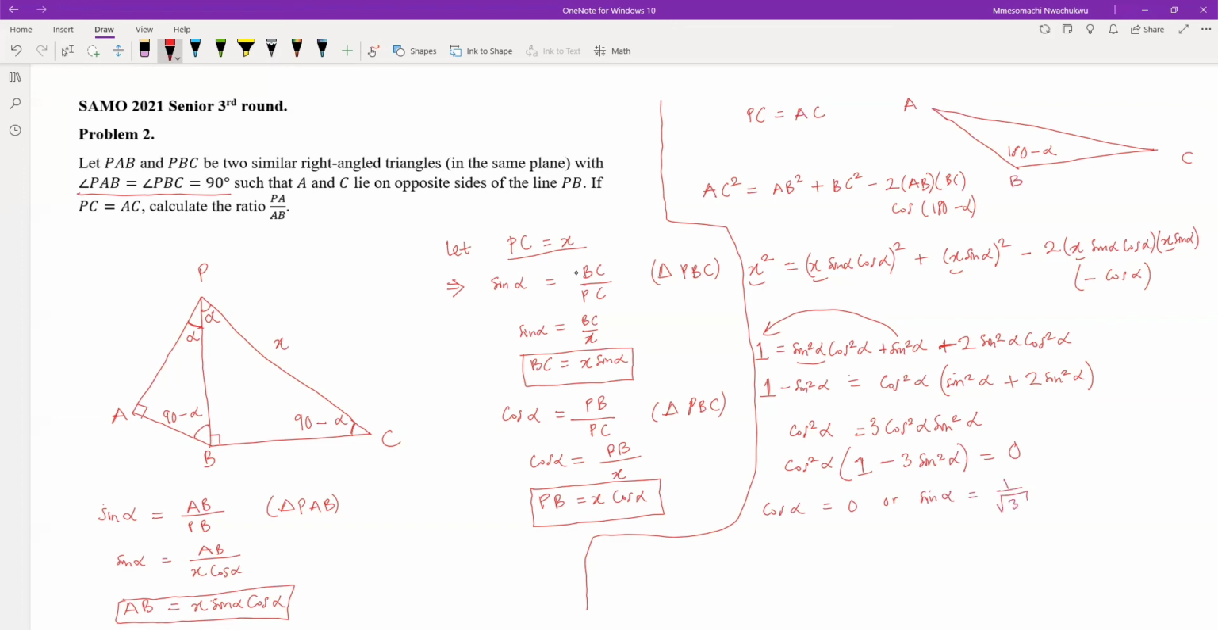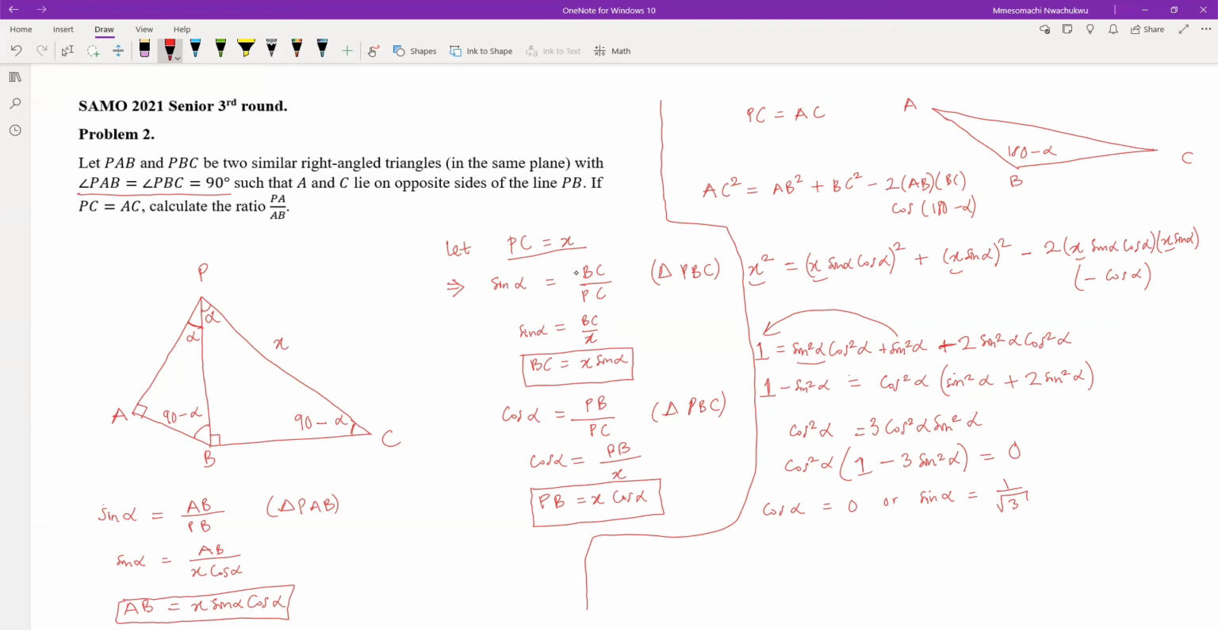Now, why didn't I say plus or minus 1 over root 3? Because alpha is an angle in a triangle, and sine of alpha is positive from 0 to 180 degrees. So there's no need of considering negative 1 over root 3.